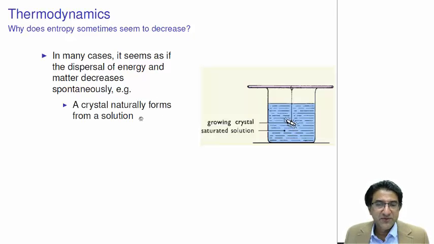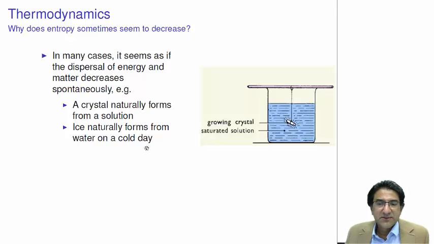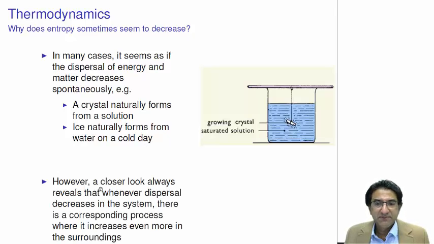So a crystal naturally forms from solution. That is an entropy decrease. Here's another example. Ice naturally forms from water on a cold day. In other words, the disordered water becomes the more ordered, solid form of ice.